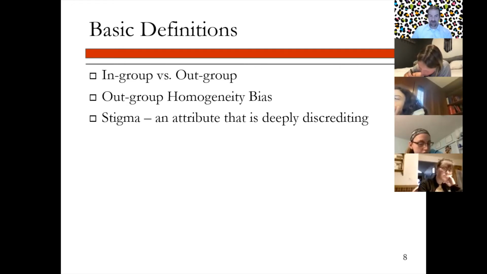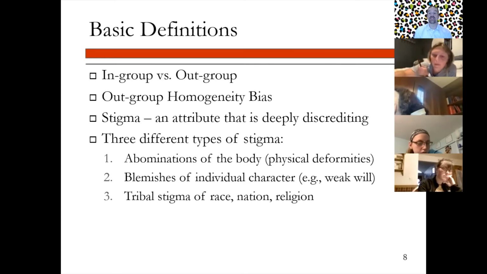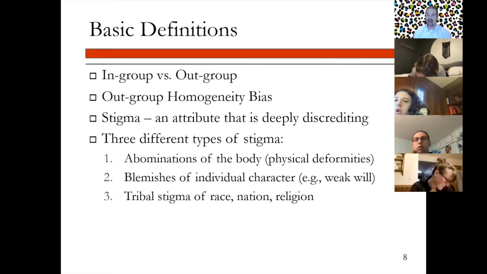And when we think about stigma, we think about it as 3 different types. This goes back to Erving Goffman's work. He did some of the original work on stigma. In fact, as an undergraduate, my undergraduate thesis was related to stigma, mental illness stigma. And when we talk about the different types of stigma, we can think about it first as the abomination of the body. So physical deformities.